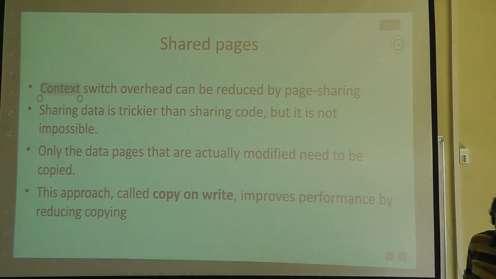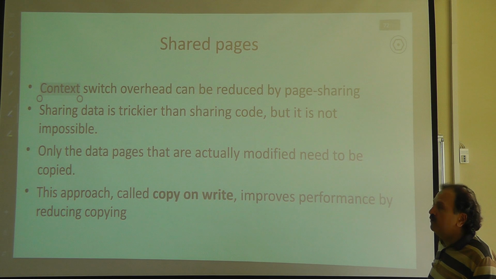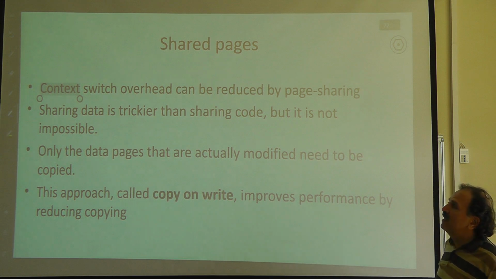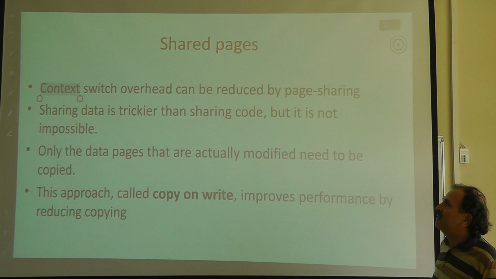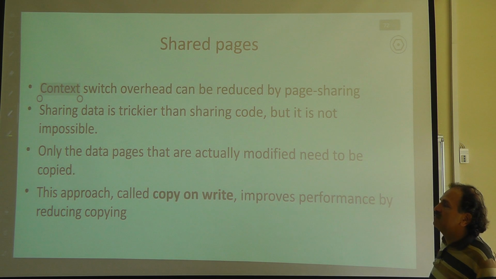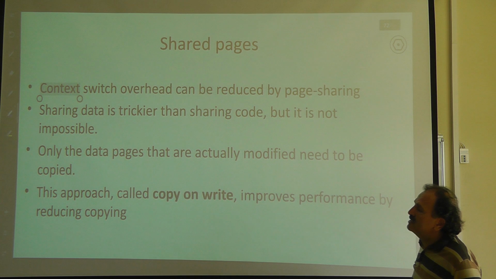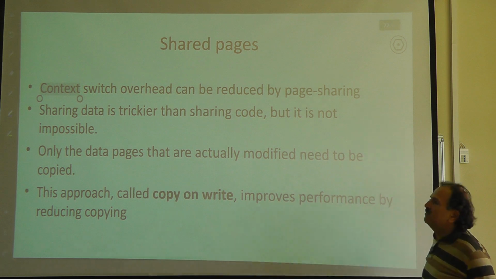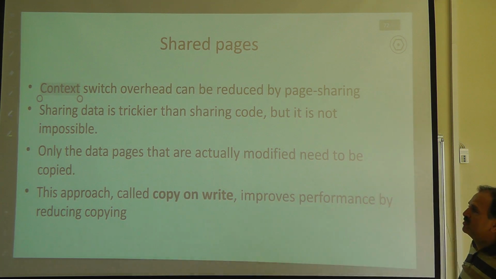Okay. If you are using shared pages, the context switch overhead can be reduced this way, because some part of the address space is the same. Switching between the processes becomes faster because pages are the same, right? So that's something good. Context switch between two processes with shared pages is good. But sharing data has some tricks, because you are changing your data.